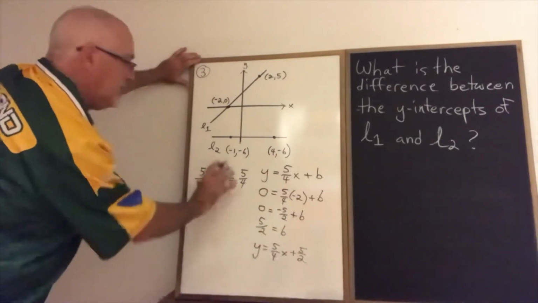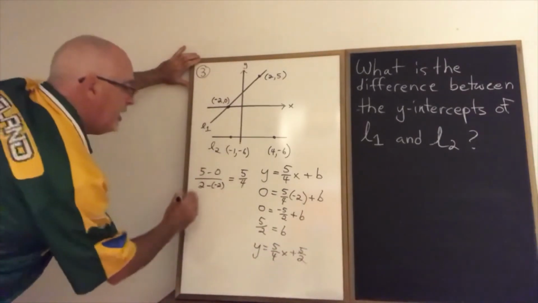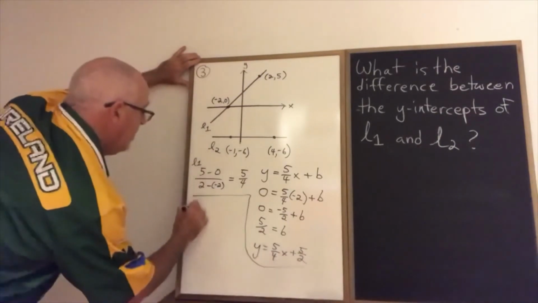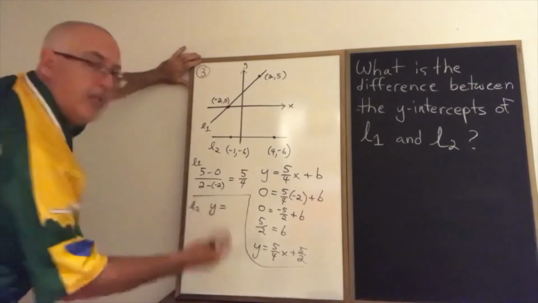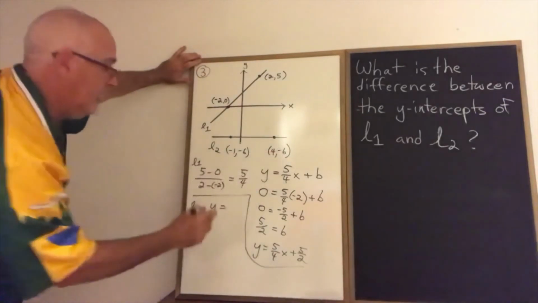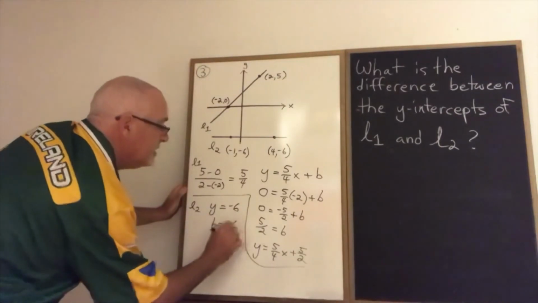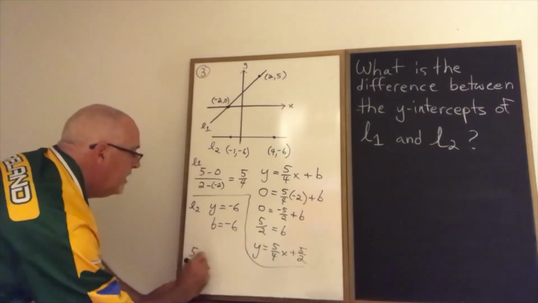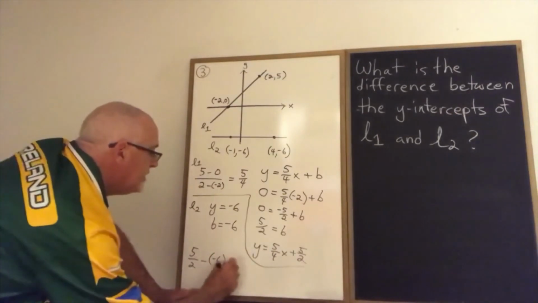That took a bit of time because we had 2 steps to do to get our y-intercept, the 5/2. But this one, we have a horizontal line. This is line 1 that I did here. For line 2, we know that the equation of a horizontal line is y equals number, whatever number the y-intercept is. We keep on having a y-coordinate of negative 6 on this line, so the equation is y equals negative 6. Therefore, the y-intercept is negative 6, and we're ready to do our subtraction. 5/2 minus negative 6 is the same as 5/2 plus 6, which is 17/2.